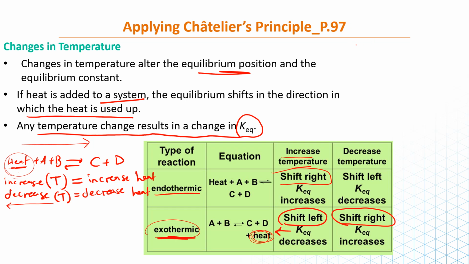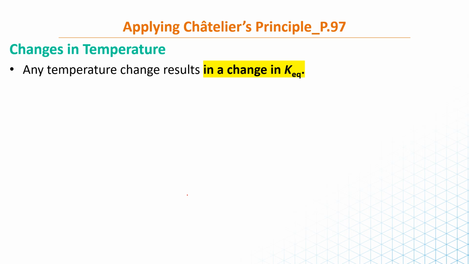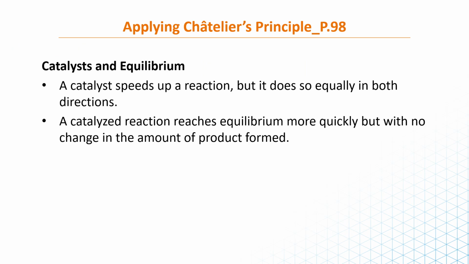So the key to understand here نعتبر إنه الهيت كأنها متفاعل أو ناتج. It's like a reactant or a product. Okay? If you reduce it, it will shift to its side. If you increase it, it will shift to the opposite side. Okay? So that's what happens when you change temperature for endothermic and exothermic reaction. العكس يحصل لهم هم الاثنين. So this is very important to remember that any temperature change results in a change in K equilibrium. Okay? Very important. This is the last part of the lesson guys.